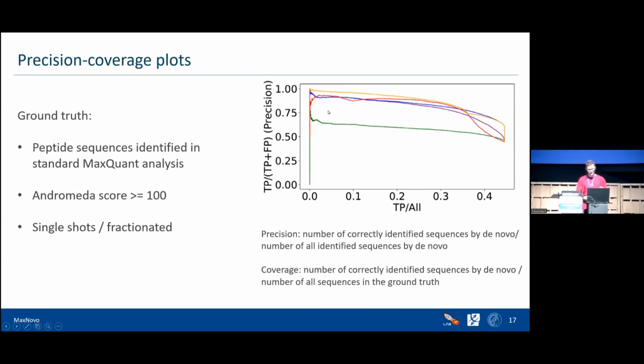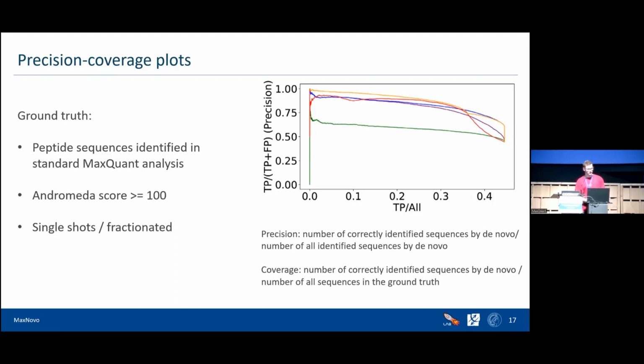So basically what you see here, first we take a high threshold for a score and we plot precision and coverage for this value. For a high score threshold, we'll have high precision, a high amount of correctly identified peptides, and low coverage because there are fewer peptides that we take. And if we lower the score threshold, we usually get lower precision and higher coverage of peptides.